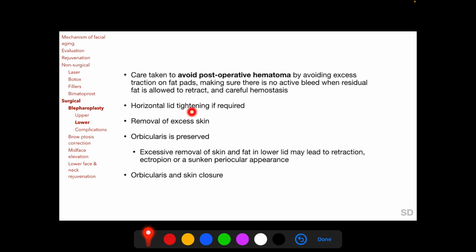Horizontal lid tightening, if required, is done at this stage, followed by removal of excess skin as required. However, orbicularis is preserved. It must be noted that excessive removal of skin and fat in the lower eyelid may lead to retraction and ectropion of the lower eyelid or a sunken periocular appearance. Finally, the orbicularis and the skin is closed.